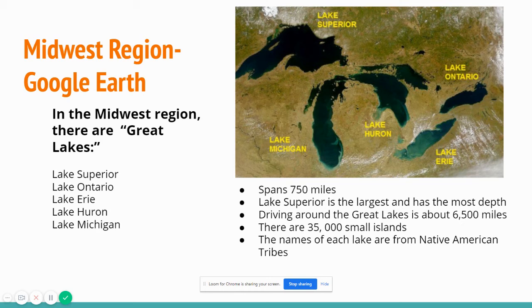Driving around all of the lakes is about 6,500 miles. Although not really depicted here, in this area of the Midwest region, there are supposedly about 35,000 small islands. And another fun fact is that the names of each lake are from Native American tribes.